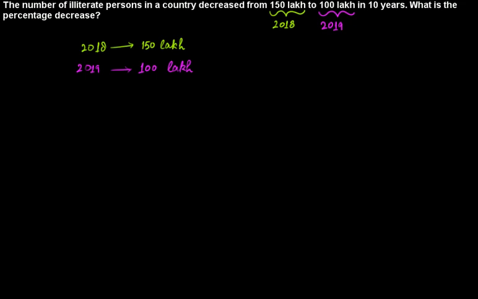Of course, there is a decrease. What's the decrease? This is the reference point, the original amount or the base, right? On the basis of which we are calculating the increase or decrease. So initially it was 150, now it became 100. So 150 lakh minus 100 lakh. This gives you 50 lakh. So this is the decrease.